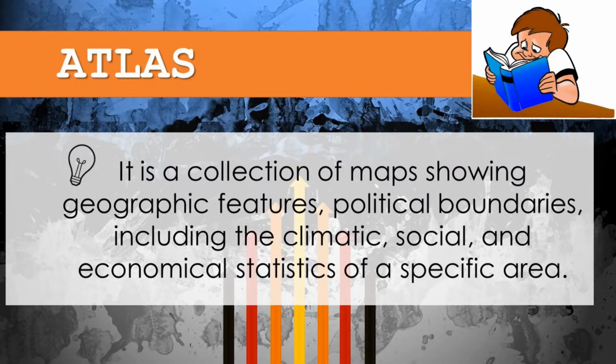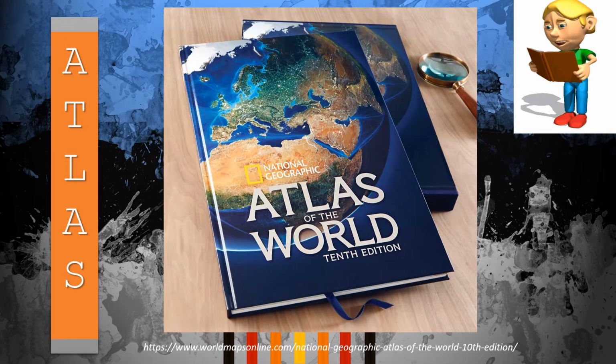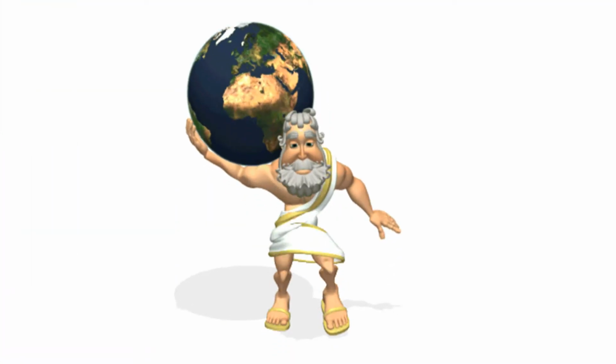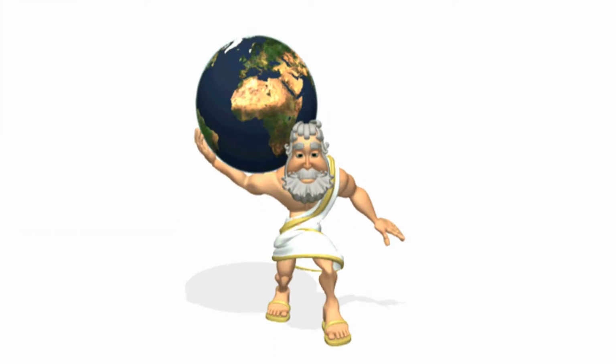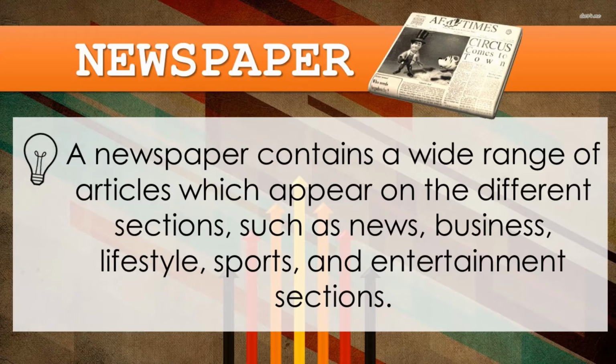Then the last example of book is atlas. It is a collection of maps showing geographic features, political boundaries, including the climatic, social, and economic statistics of a specific area. It also contains informative tables, charts, or plates. The word Atlas is derived from Greek mythology. Atlas is a titan who revolted against the gods. As punishment, Atlas has to carry the world on his shoulders.